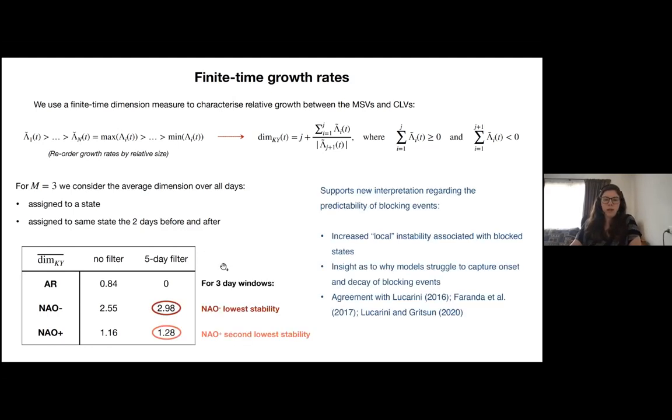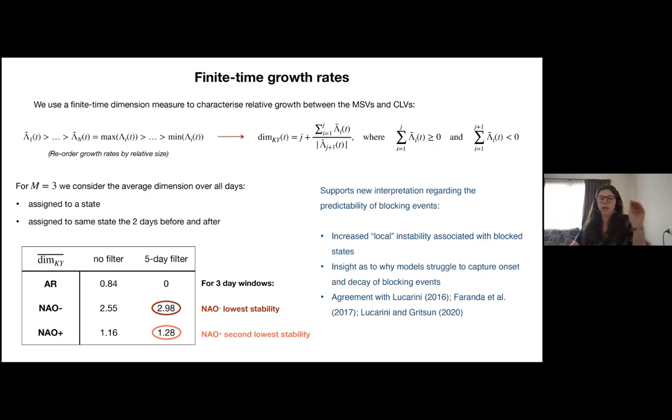And what we found from that was that the NAO minus came out to have the lowest finite time stability, so the most unstable state in that sense, whereas the NAO plus had the second lowest stability, and this Atlantic Ridge was the most stable of the three states in the finite time sense. And that supports that new interpretation that I discussed earlier regarding the predictability of blocking events.